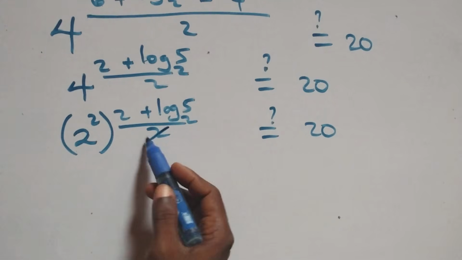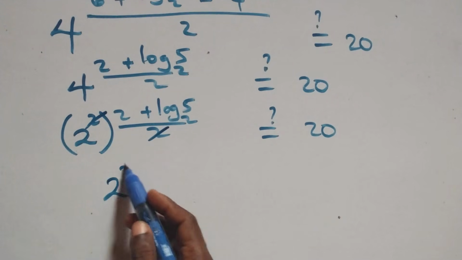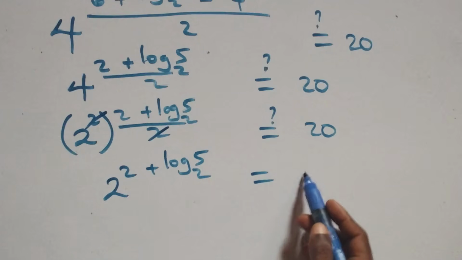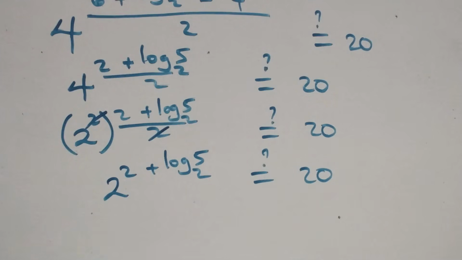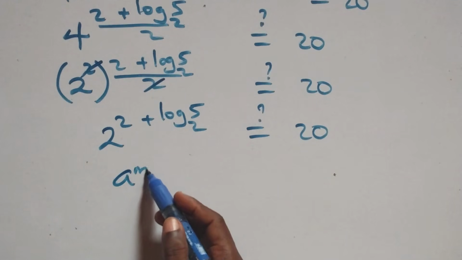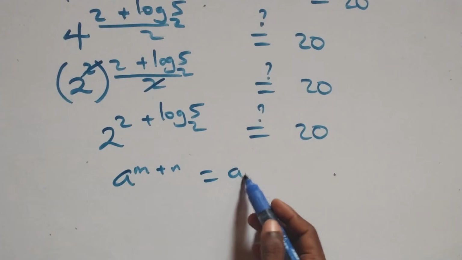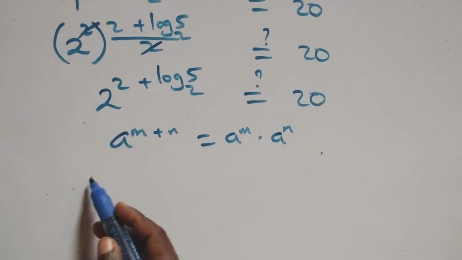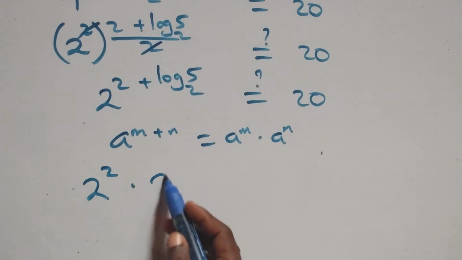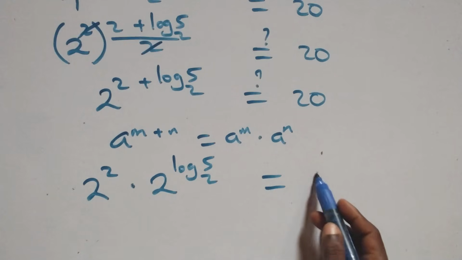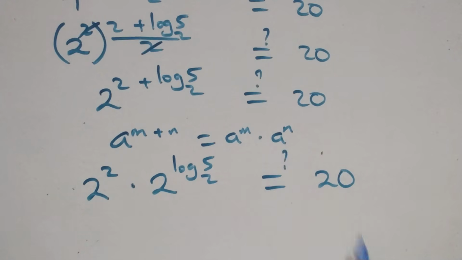Here, this power multiplies. 2 here cancel each other. We have 2 raised to power 2 plus log 5 base 2. Is it equal to 20 on this side? Then here, this follows the law of indices. When we have a raised to power m plus n, this is the same thing as a raised to power m times a raised to power n. And here we have 2 squared times 2 raised to power log 5 base 2. Is it equal to 20 on this side?